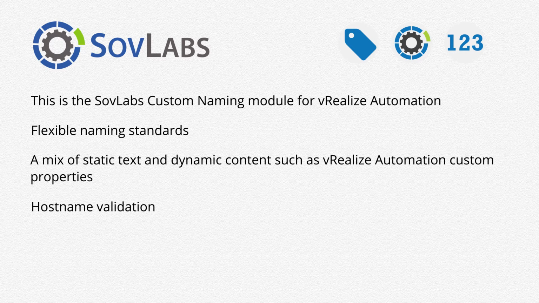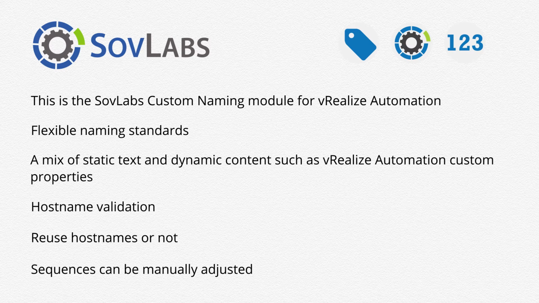The module will validate host names with both DNS and the vRealize Automation database to ensure a name is not already in use. Thanks to selective locking, virtual machines provisioned in parallel will not generate conflicting host names. The module includes the option to reuse sequence values, such as when the host names are made available when a server is decommissioned, or the gaps can be left intact. Sequences can be updated at any time for scenarios like increasing a sequence length or setting a new initial value.